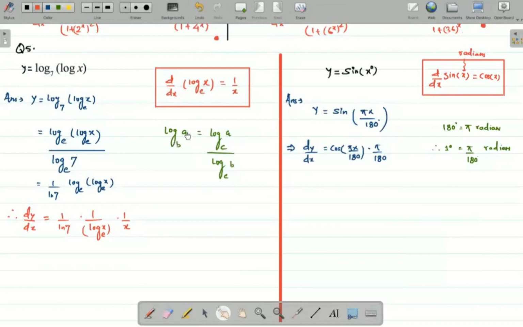The base change formula is, if you have log of a to the base b, we can always introduce a new base, that is c, and write the same thing as log of a to the base c upon log of b to the base c. So here also, we can convert this base 7 to base e. We can write log x to the base e upon log of 7 to the base e. Then this becomes a constant, which can be taken outside. So we are left with log to the base e of log x. So we'll apply dy/dx, this can be taken outside, and here we'll apply the chain rule.